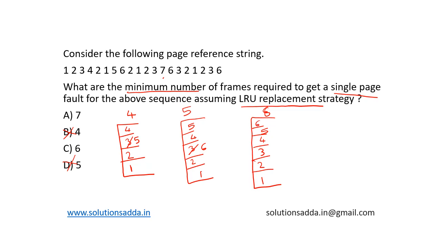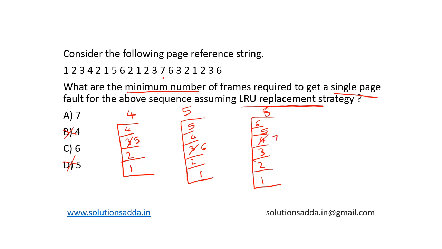Now 2, 1, 2, 3, all these are there in the page frame. 7 again causes a page fault. So we have to replace 7 in the page frames with another page. That is, 3 cannot be replaced, 2, 1 also cannot be used, 6, 5, 4. 4 is the one which is least recently used. So we replace 4 with 7.